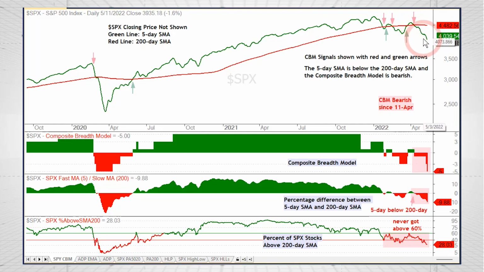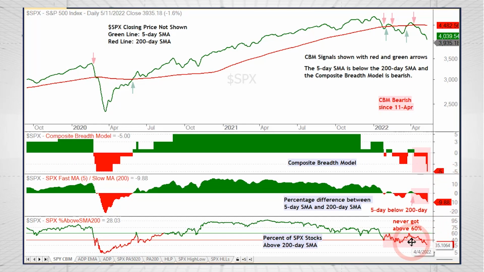So the fact that we didn't get bounces showed you how strong selling pressure is and was. Now, if we look at the composite breadth model, we can see it's deteriorated further. All 5 inputs are currently bearish. That's why it's at -5.